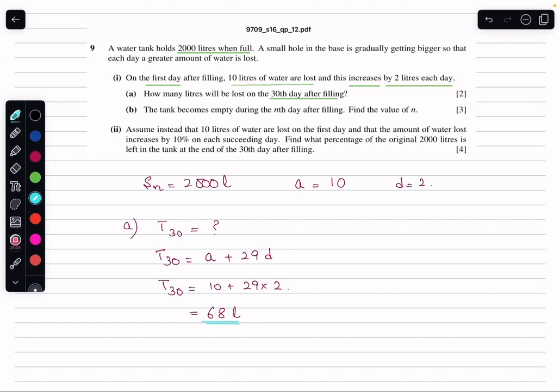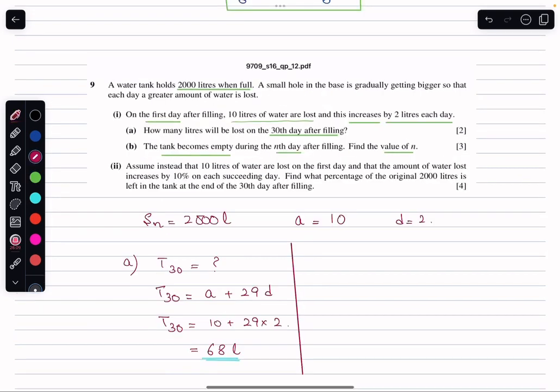Second part of the question says the tank becomes empty during the nth day after filling. Find the value of n. So the tank is becoming empty, that means my S value needs to be 0 here. We need to find the value of n. The trick here is to understand that the tank is becoming empty during the nth day after filling.